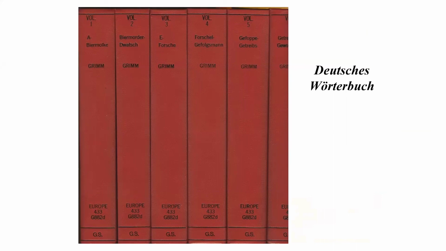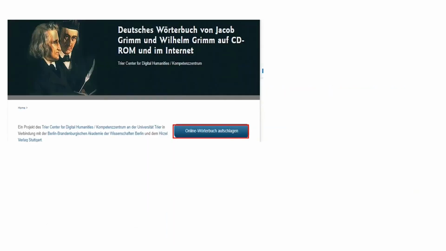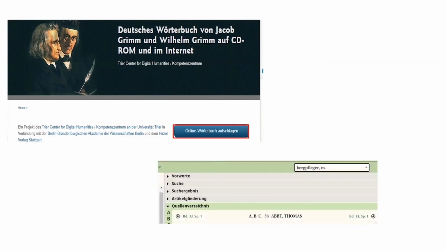This is the Deutsches Wörterbuch, a German dictionary. It is a 33-volume work. The authors of this dictionary were Wilhelm and Jacob Grimm. The dictionary can be accessed online by clicking the following website. On this web page, we'll click on the blue tab to make a search. Next, we'll type in the word you want to search for. And here I have entered the word Bergpfleger, and then we'll click enter.